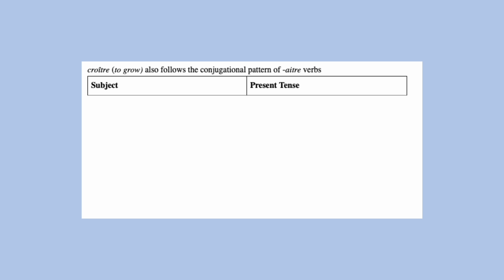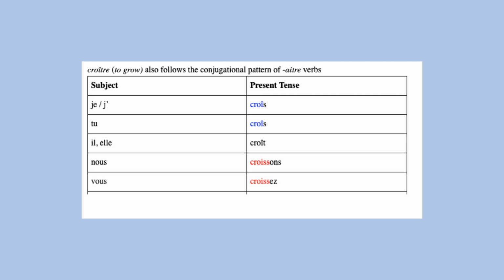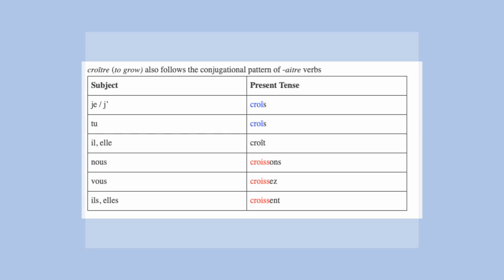Croître follows the same pattern as être verbs despite having a slightly different ending. Croîs, croîs, croît, croissons, croissez, croissent.